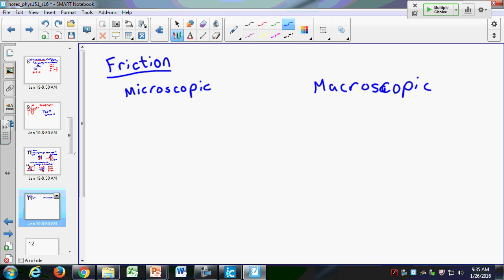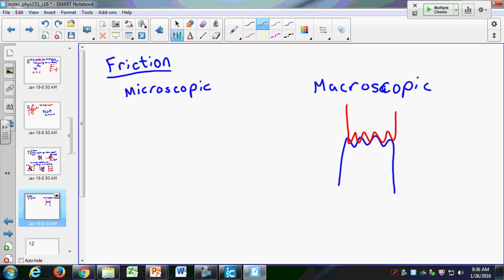In macroscopic friction, I have two surfaces. They come together and they experience friction just because of the big features on the surface, the macroscopic features. So I have these two surfaces, they come together, and when you try to move them with respect to one another, they bump into one another. And that is the result of macroscopic friction.